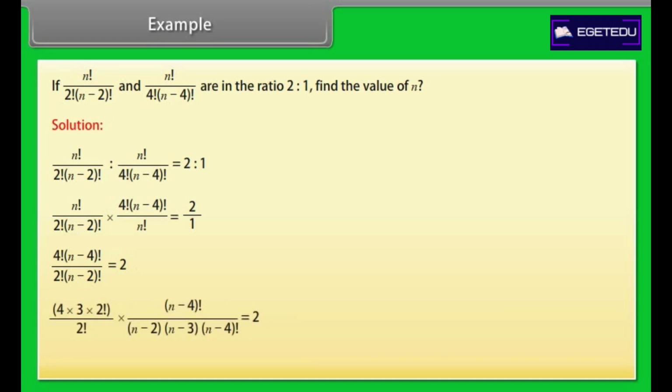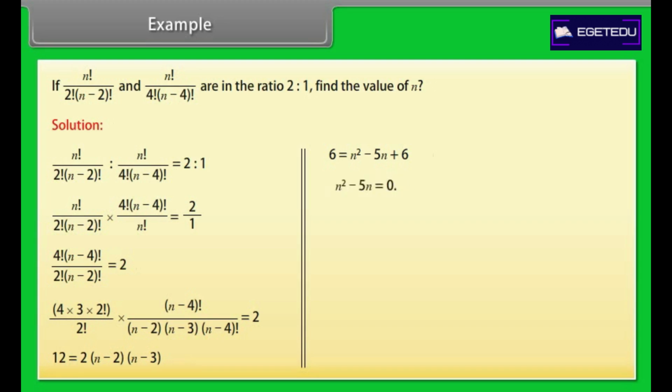4 into 3 into 2 factorial by 2 factorial multiplied by (n minus 4) factorial by (n minus 2) into (n minus 3) into (n minus 4) factorial is equal to 2. 12 is equal to 2 into (n minus 2) into (n minus 3). 6 is equal to n squared minus 5n plus 6.